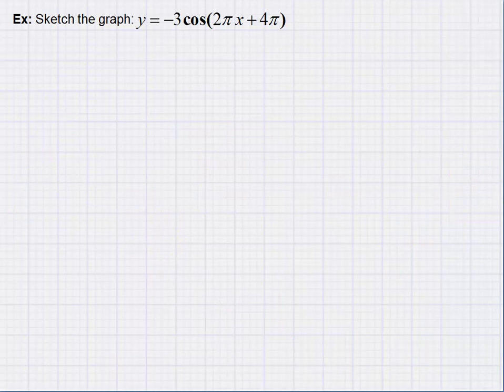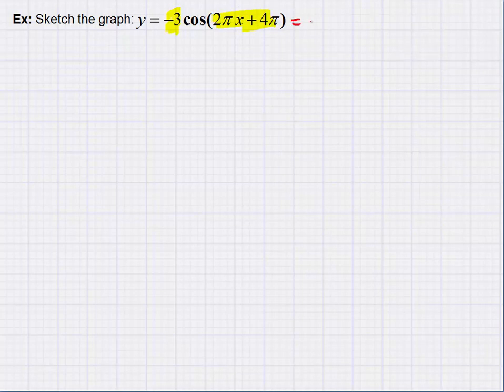Alright, let's do one more of these. So here's another one. y equals -3 cosine(2πx + 4π). So I'm looking at this. Alright, this number here is going to affect the period. We're going to have an amplitude and a phase shift, but we're not looking at it correctly here.